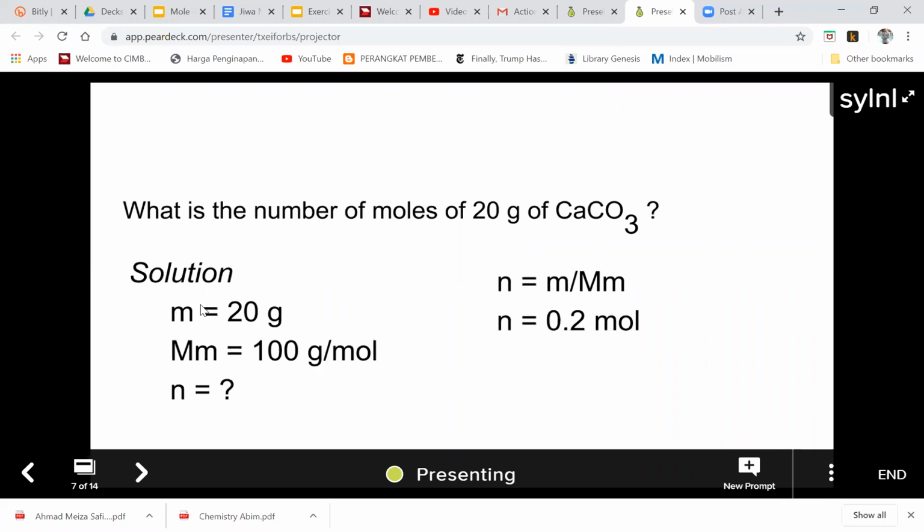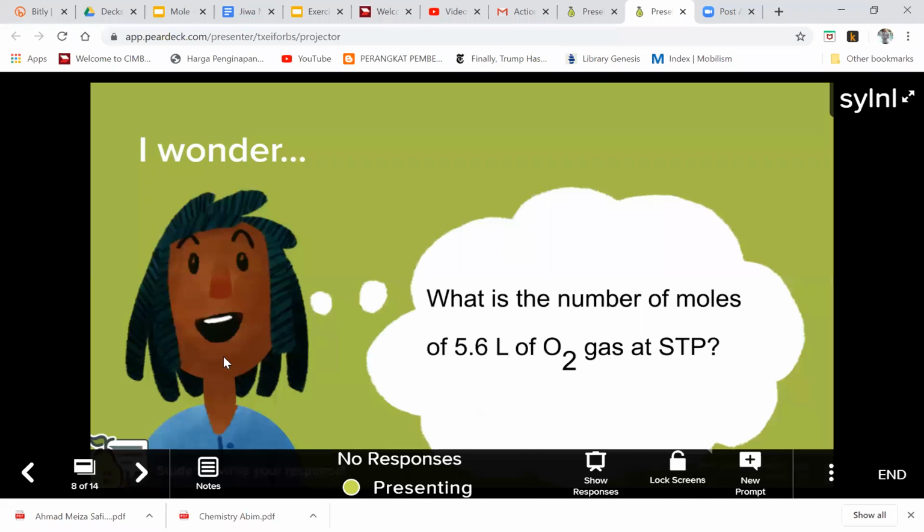So how to find it: given is the mass, 20 grams. The molar mass of calcium carbonate you can find by taking the values of relative atomic mass from the periodic table. So you will get 100 grams per mole. Then you divide the mass over the molar mass, and you will get 0.2 mole. Very good. Another question: what is the number of moles of 5.6 liters of O2 gas at STP?